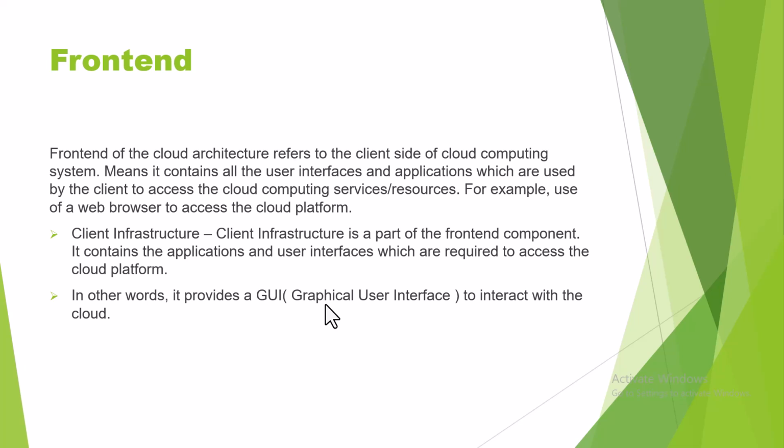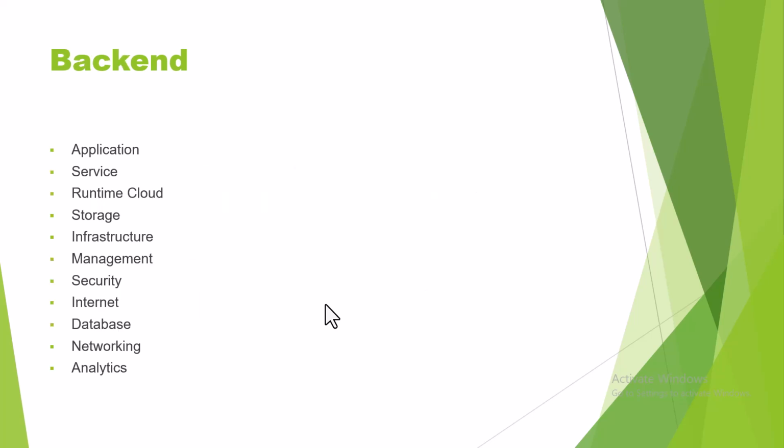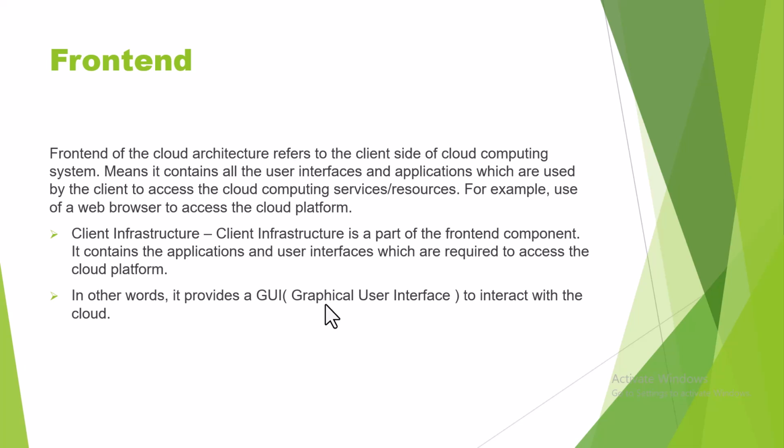Client infrastructure. Client infrastructure is a part of the front end component. It contains the applications and user interfaces which are required to access the cloud platform. In other words, it provides a GUI to interact with the cloud. Okay, so if you have an AWS account and you log into it, you see a nice interface where you can see many options, and from there you can choose your application, what you want to develop: EC2, Ubuntu Server, S3, everything, serverless computing.